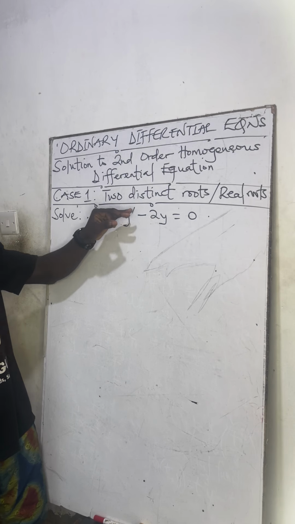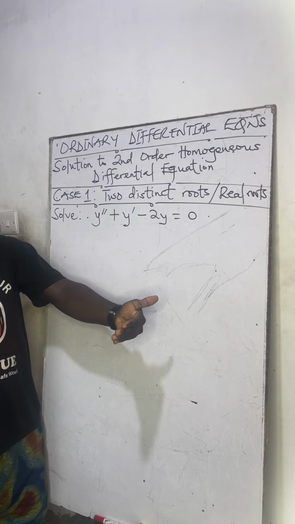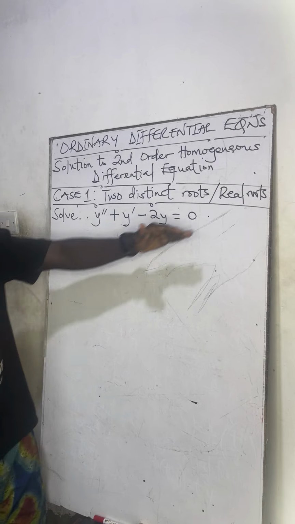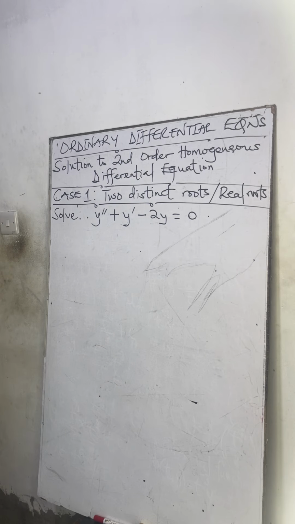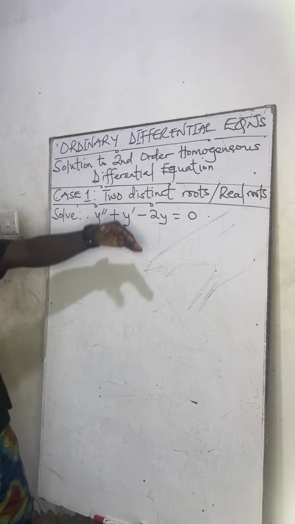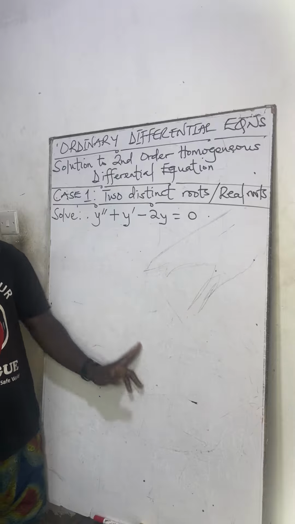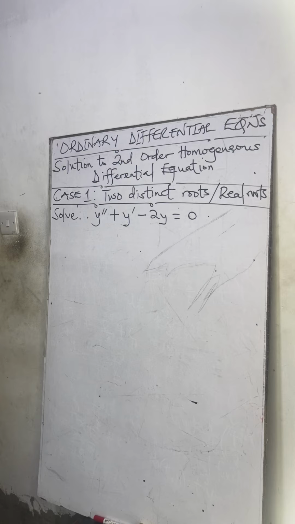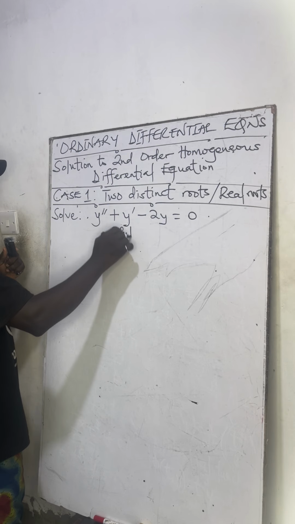Now, we have three cases. The first case is two distinct roots, which can also be called real roots. When you plot these real roots on the Cartesian plane, they cut the x-axis. That means they are two distinct roots. So let's see how best we can solve this differential equation. So let's see the solution here.